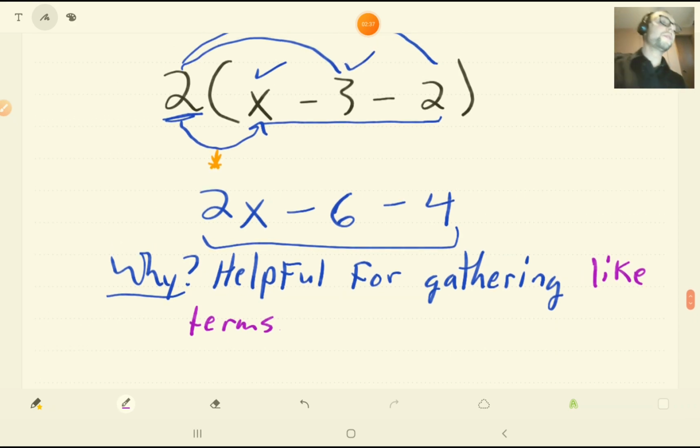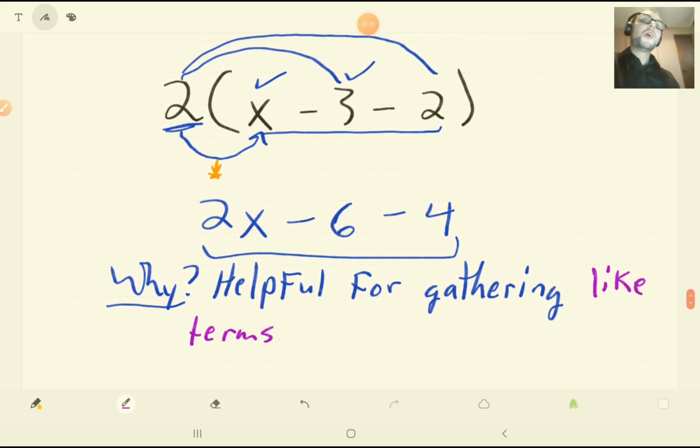And so why do we even want to do this in the first place? Well, often when you're solving more complicated math and science questions, you're going to want to gather like terms in the end. And so this really helps with being able to do that.